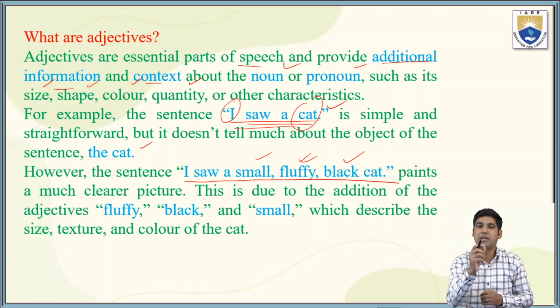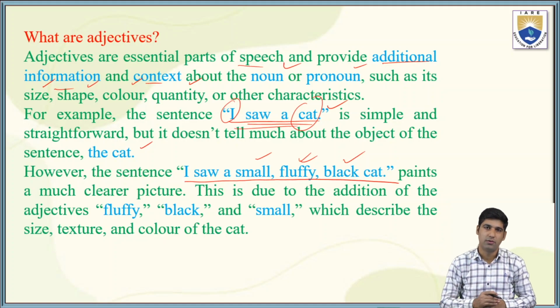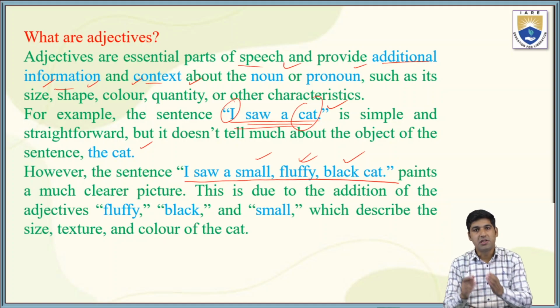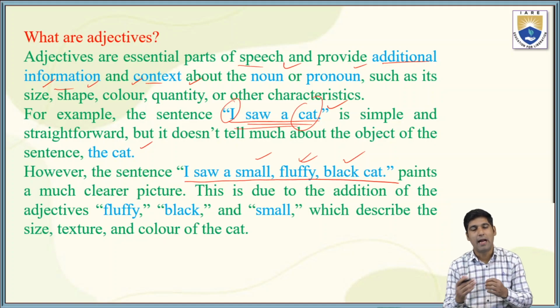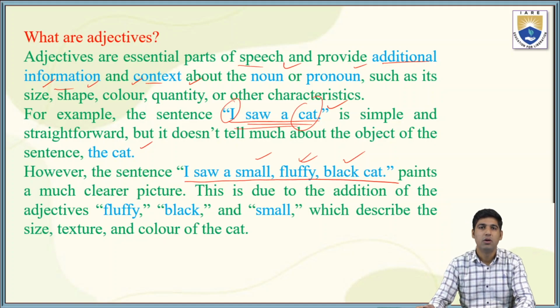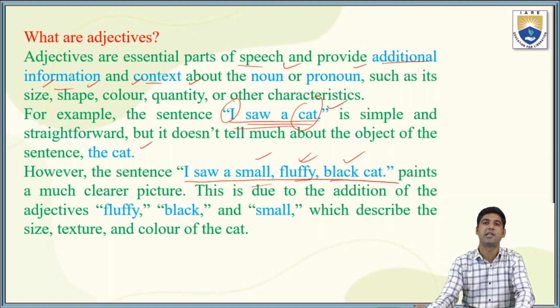And cat grammatically is a noun. So a word which gives us some extra information about a noun, a word which describes a noun, which makes us aware of some other characteristics of a noun used in a sentence, that word is called an adjective, or those words are called adjectives. Now you can clearly say that small, fluffy and black, these are adjectives.